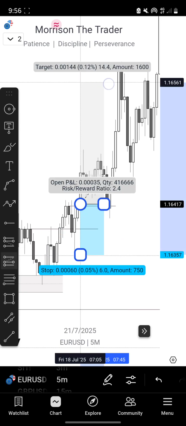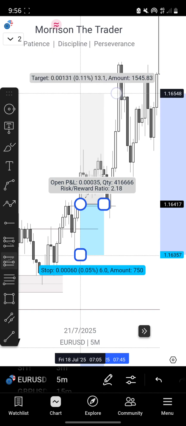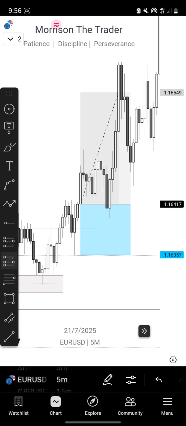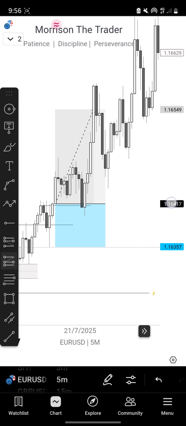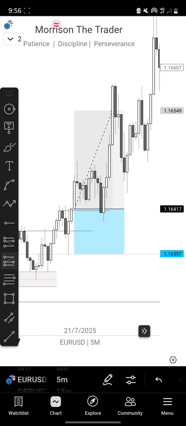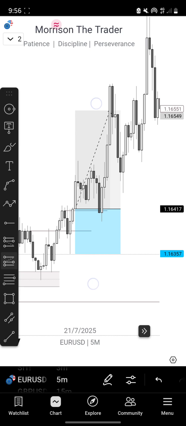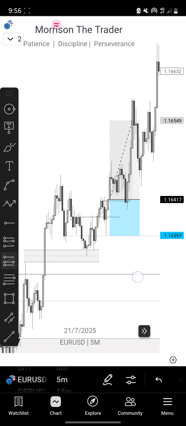So this is how we got that trade I posted earlier. A sharp 2R trade. And then that's it. So this is the trade that I took.